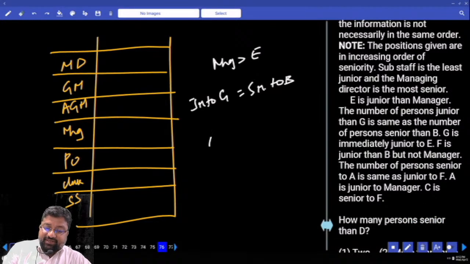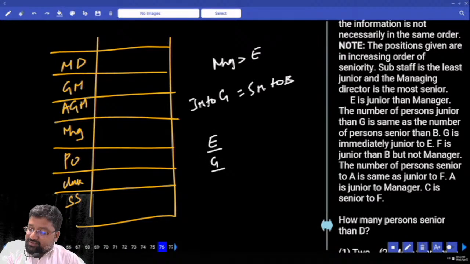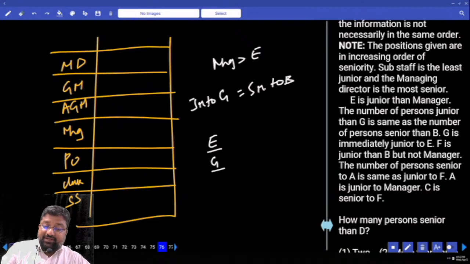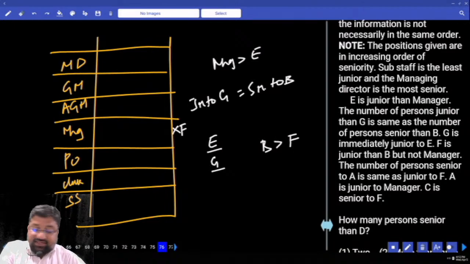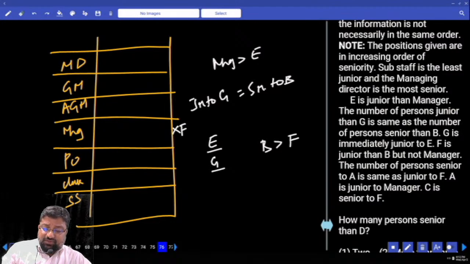G is immediate junior to E. F is junior than B, but not the manager. Who is not the manager? F. Next line. The number of persons senior to A is the same as junior to F. Senior to A is equal to junior to F. Same story.